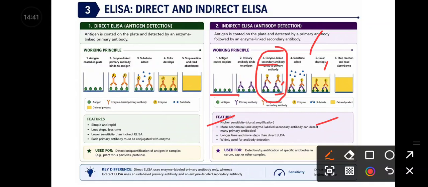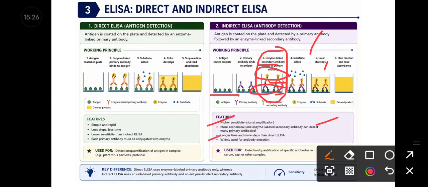See, the secondary antibody will be the same for all these antigens. Okay, only we have to change the primary antibody. That's why it is more economical as compared to the direct method, because in the direct method we have to design the primary antibody and it should be enzyme linked. But here the secondary antibody is universal and it is enzyme linked, so we don't have to worry about the enzyme-linked antibody. It is universally present, means it can be used for all these antigens. Only we have to take care of designing the primary antibody. So it is more economical as compared to the direct ELISA.